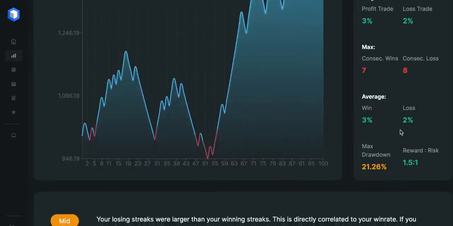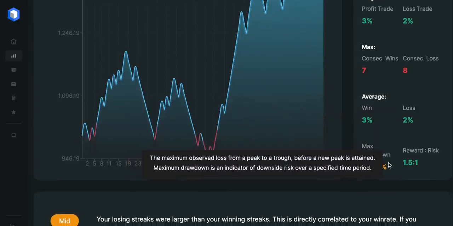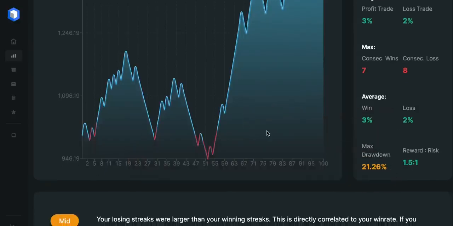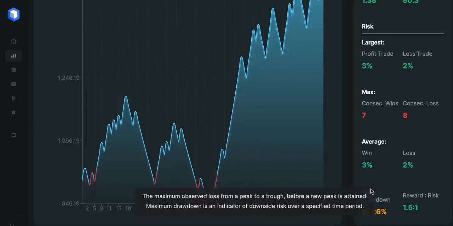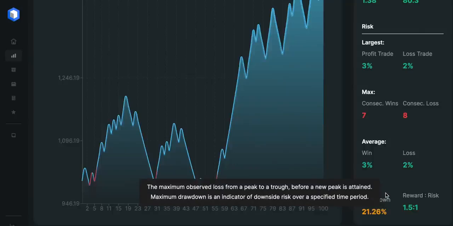Also notice the maximum drawdown was 21.26%. So based on these numbers, we can tell that the strategy is making money. However, the drawdown is not acceptable at all. The strategy is simply not safe enough for you to go ahead and trade with it on a live market. In terms of maximum drawdown, the strategy should not give you more than 10%.